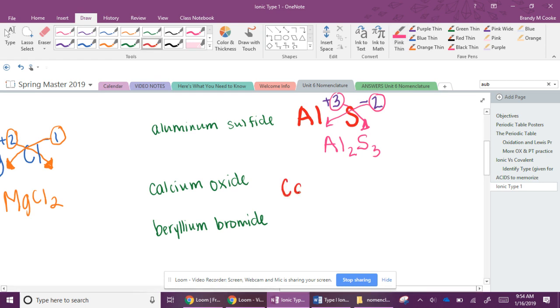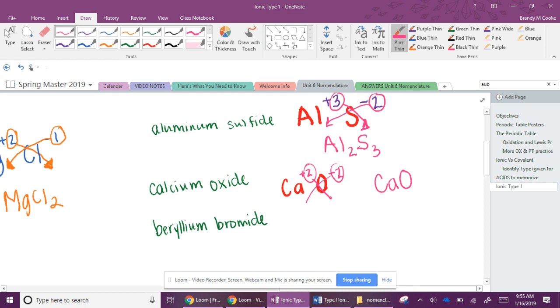Calcium oxide, Ca and O. I have a +2 and a -2. Now, be careful here. When we crisscross, it's going to look like I should have Ca2O2. But remember, we can reduce, we can simplify. I don't need 2 calciums and 2 oxygens. I can just have one of each and they'll cancel out. So you always need to check your subscripts to make sure that they're the lowest ratio. So instead of Ca2O2, I'm just going to have CaO. So don't forget to reduce.